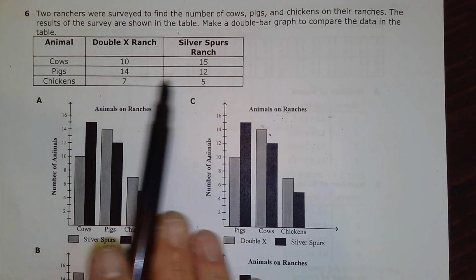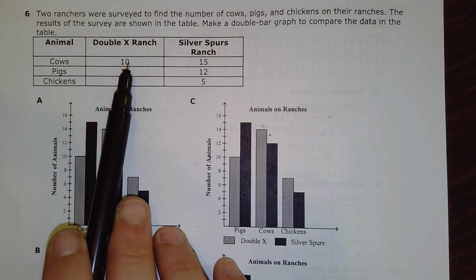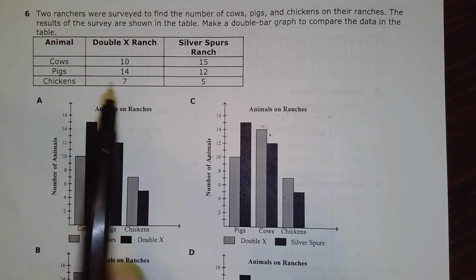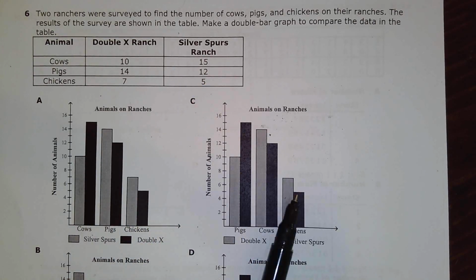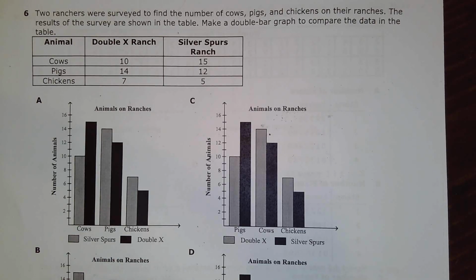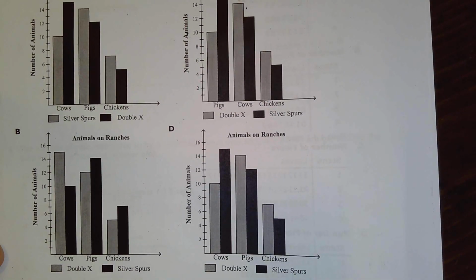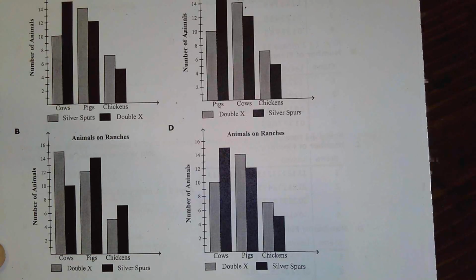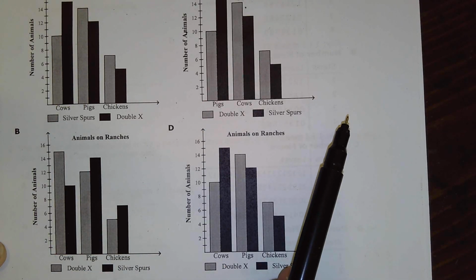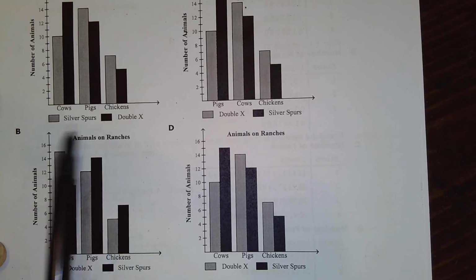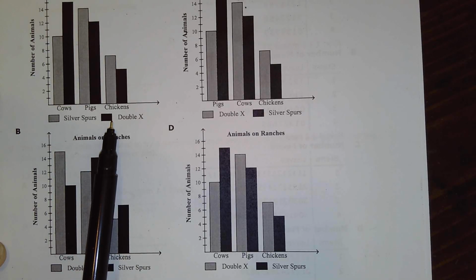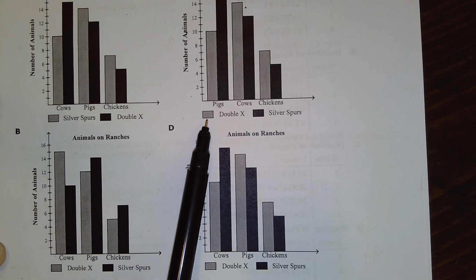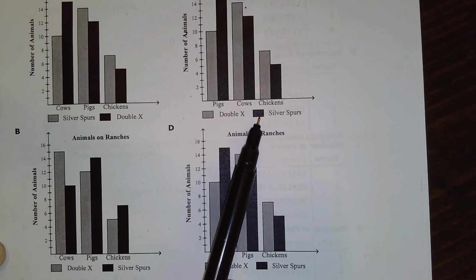This table is going to be our key because it's telling us Double X Ranch has this many cows, this many pigs, and this many chickens. Silver Spurs Ranch has this many cows, this many pigs, this many chickens. But then when we look at the other, there's 4 of them here. When we look at these, their keys in particular change. Here, the gray represents Silver Spurs and the black represents Double X. But then if we look at the answer choice next to it, the gray represents Double X and the black represents Silver Spurs. So we really do have to be careful with that.